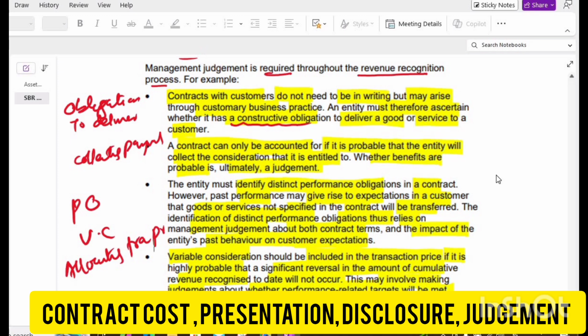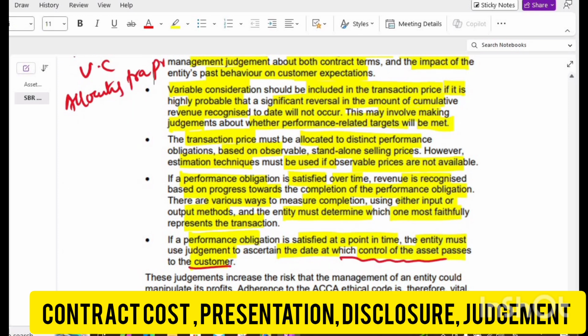Then we have discussed revenue over time and at a point in time. Clear? So, measuring progress accurately and deciding when the control passes to the customer. These judgments help ensure that revenue is recognized correctly under IFRS 15.